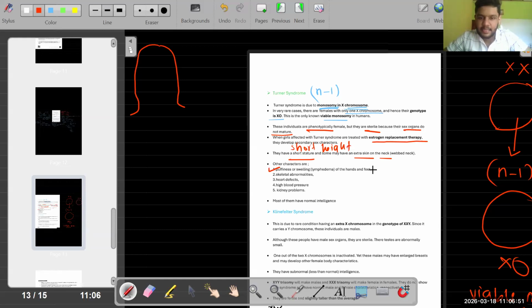There are also skeletal abnormalities in the skeletal system, heart defects, high blood pressure, and kidney problems, right? Turner syndrome affected individuals have characters like this. And the last one, most of them have normal intelligence. That means normal intelligence.